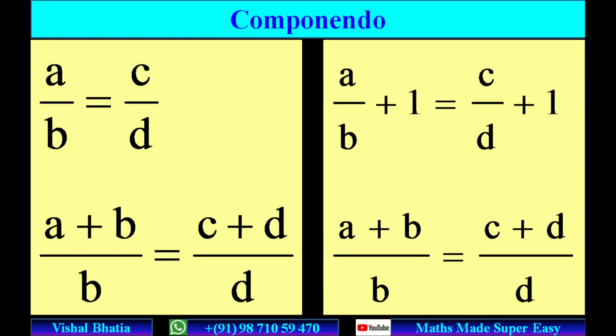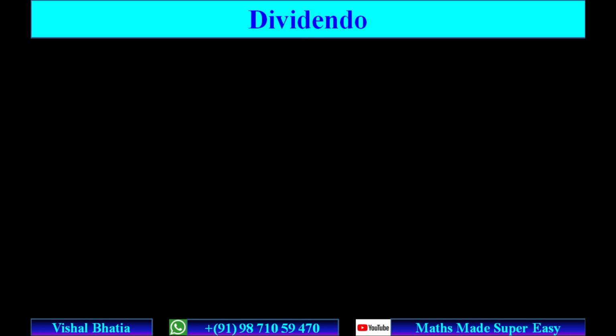We are given that A by B is equal to C by D, and if we were to add plus 1 to both the left and the right side of the equation, we obtain A divided by B plus 1 is equal to C divided by D plus 1. And finally we get, if we take B as the common denominator on the left hand side, (A plus B) divided by B is equal to (C plus D) divided by D. Under componendo we added a plus 1.